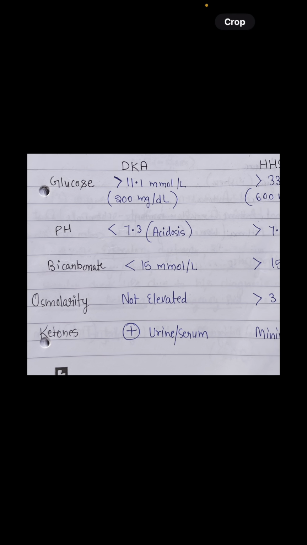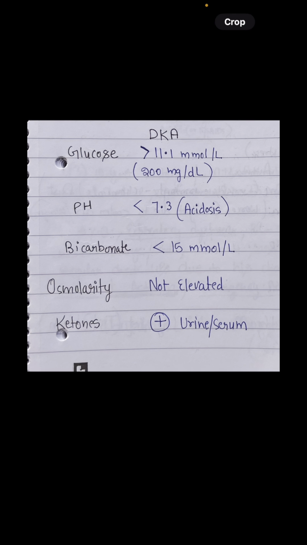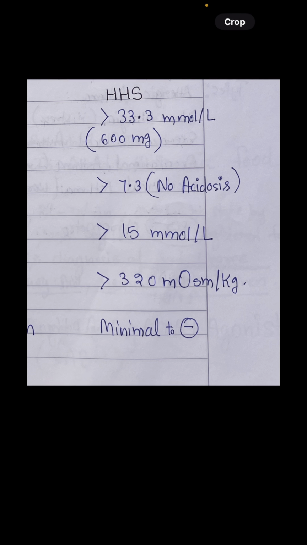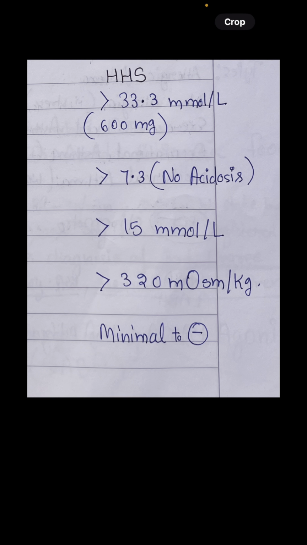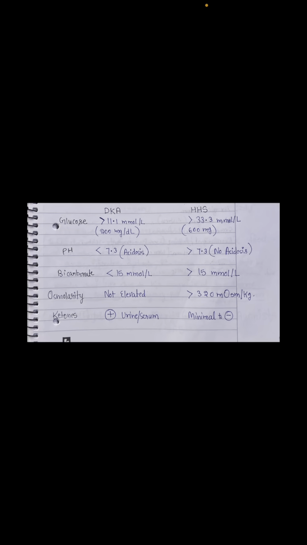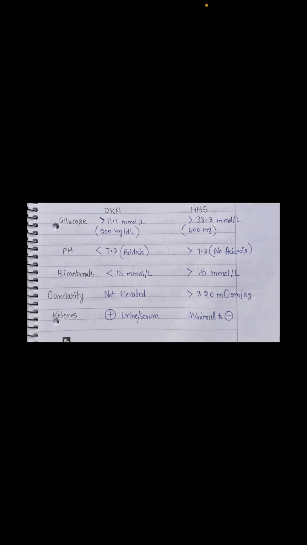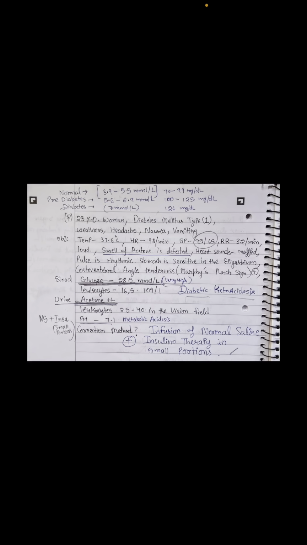Bicarbonate in DKA is less than 15 mmol per liter. In HHS it is more than 15. Osmolarity is not elevated in DKA, while in HHS, the hyperosmolar hyperglycemic state, the osmolarity will be too much. Ketones can be present in DKA. However, ketones can be very minimal or absent in cases of HHS. So let's get back to our question.